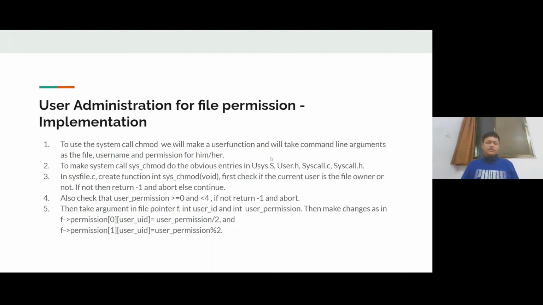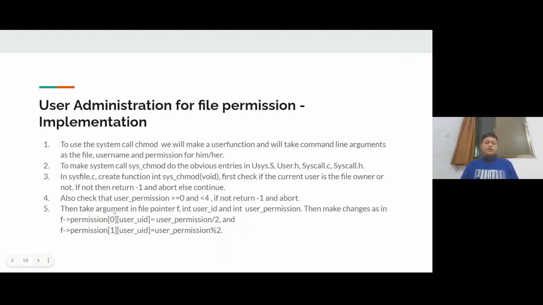In sysfile.c, create the function int syschmod(void). First check if the current user is the file owner or not. Because if the current user is not the file owner, then he or she should not be allowed to change the file permissions. So if they are not the file owner, return -1 and abort, else continue. Also check that the new permissions are greater than or equal to 0 and less than 4, because we want them to have only 2 bits and not more than that. So if not, return -1 and abort, else continue.